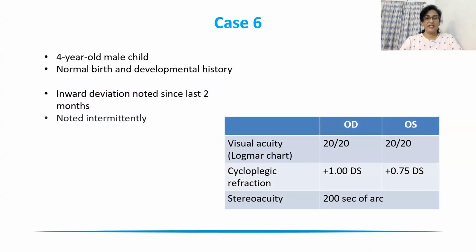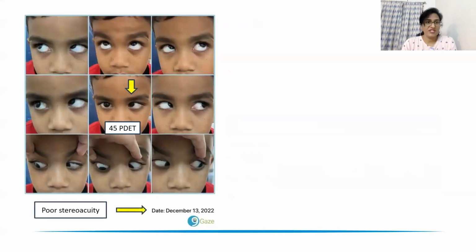Now, another type is a very interesting and a very rare type. If you see, this 4-year-old child had a normal birth and developmental history, but had complaints of intermittent inward deviation noted since the last 2 months. Now, the father, when he brought the child to the clinic, actually said that there was a variable presentation, but there was no pattern that the father had noted. If you can see here, vision is good, but stereo acuity is poor. This was how the child was when he presented to the clinic. And we saw there was a large angle esotropia with poor stereo acuity, and he presented on this particular date.